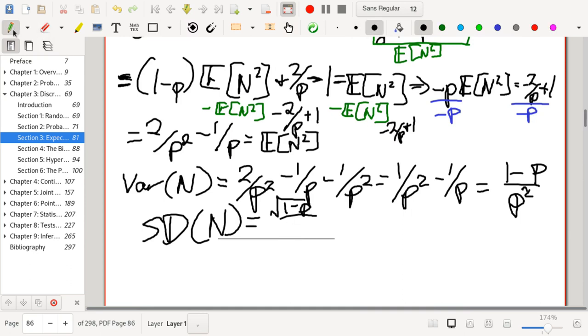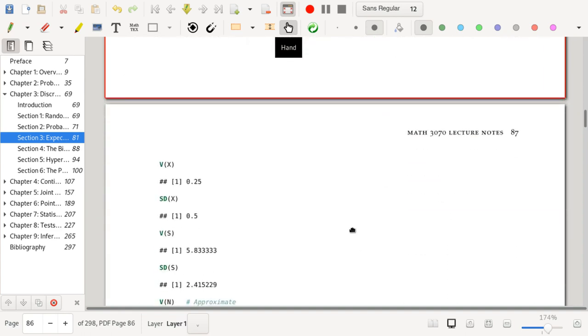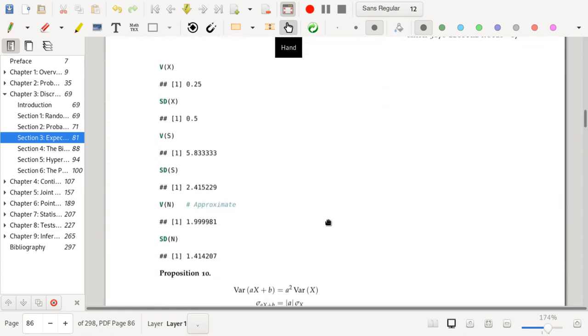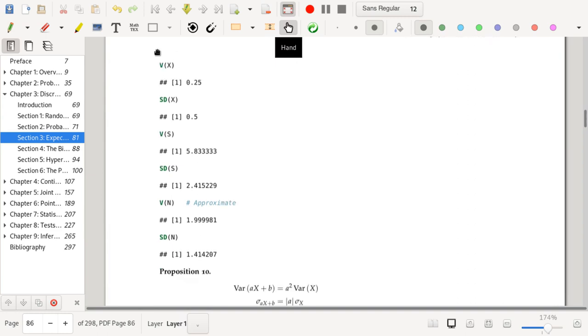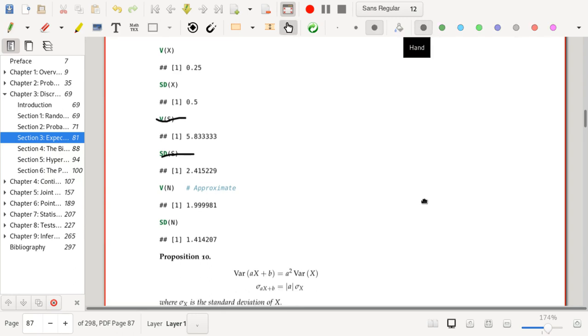All right, there we go. And in fact, there are functions in this discrete RV library for computing variance and standard deviation. They're going to be v and sd respectively. And you can see this function computing the variance and standard deviation. Remember that this is not the same as we were talking about before. So we get to compute those things and we get pretty much what we had. So, all right, proposition 10.